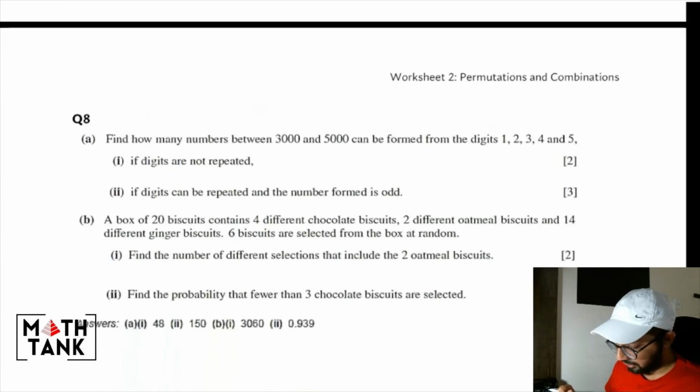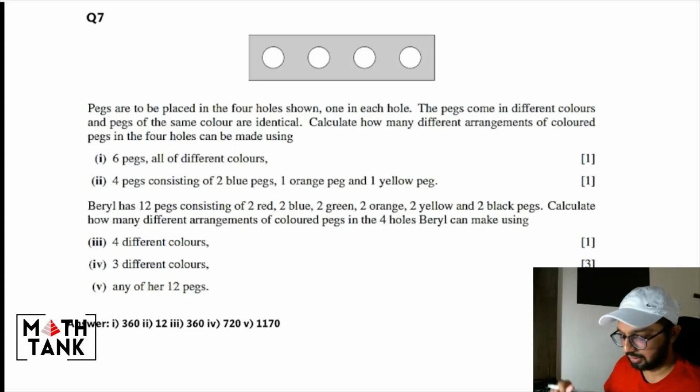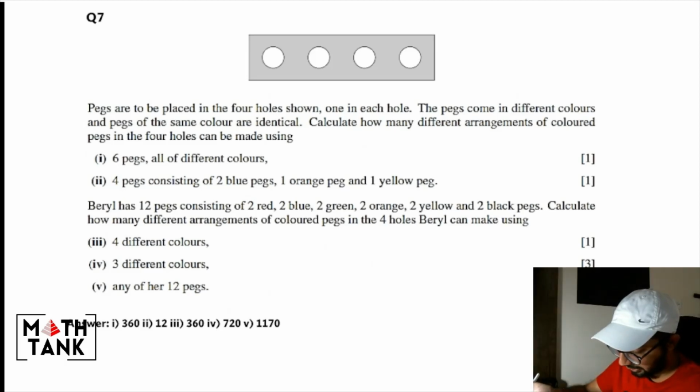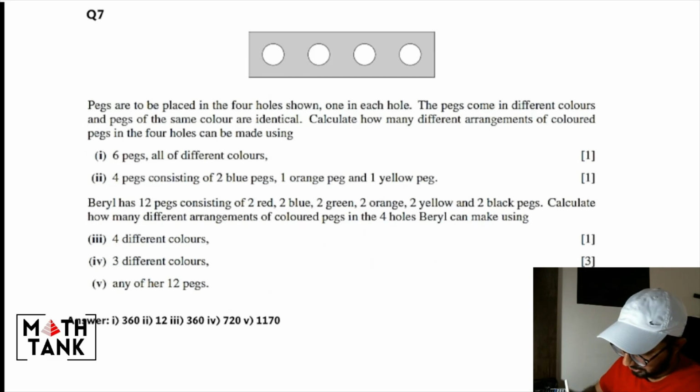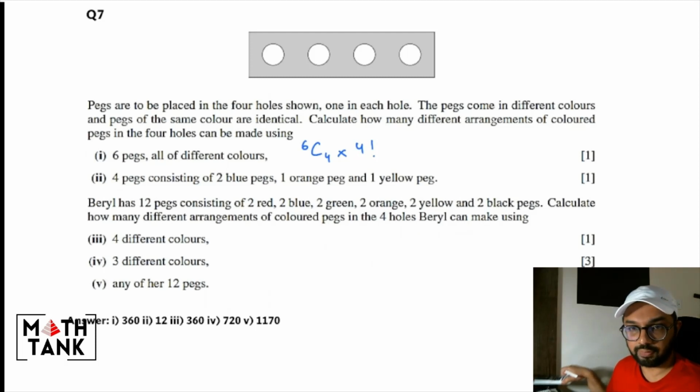Then comes another tough question. It says question number 7. This is about pegs. Pegs are to be placed in the 4 holes shown, 1 in each hole. The pegs come in different colors and pegs of the same color are identical. Calculate how many different arrangements of colored pegs in the 4 holes can be made using 6 pegs, all of different colors. So what I'm going to say is I just need to select 6C4. I need to just select the 4 colors, and then I can just multiply it with 4 factorial. So I'm just choosing the color and multiplying it with the arrangements.